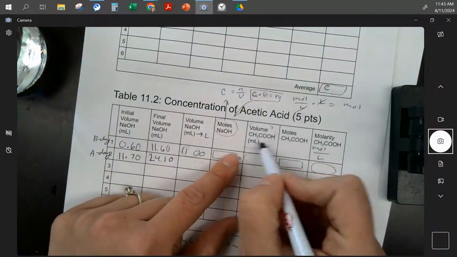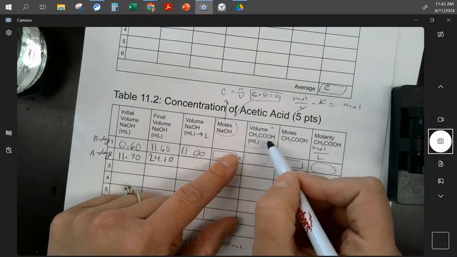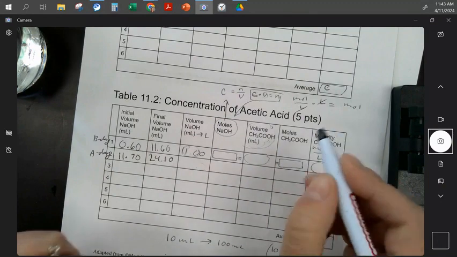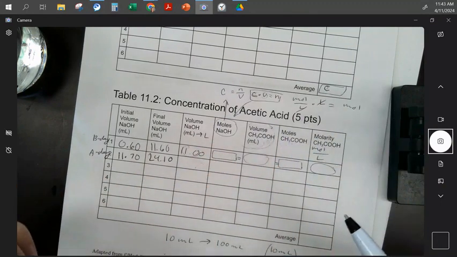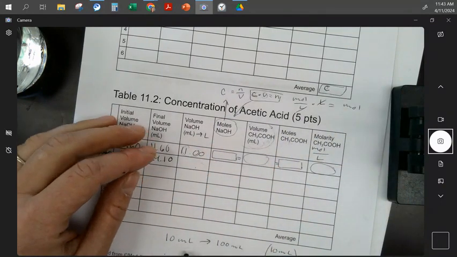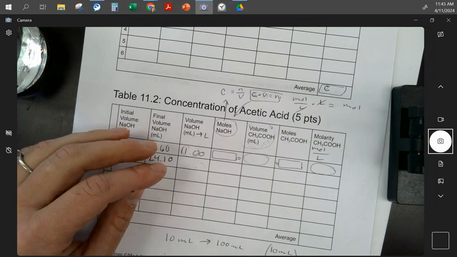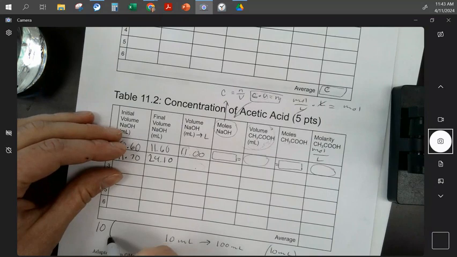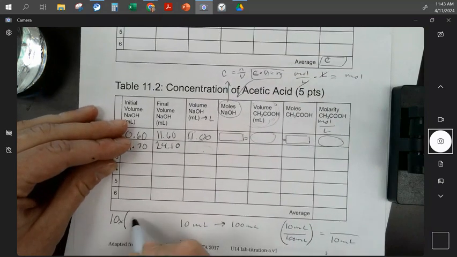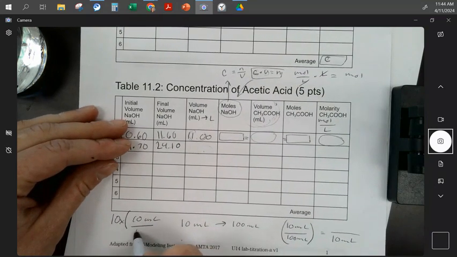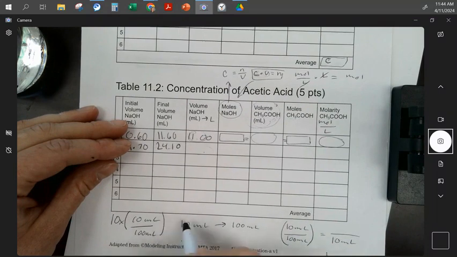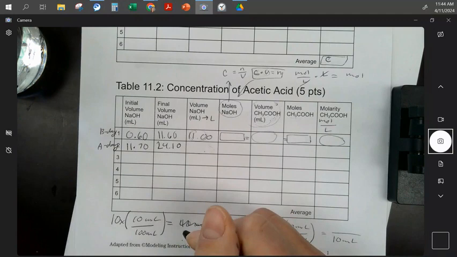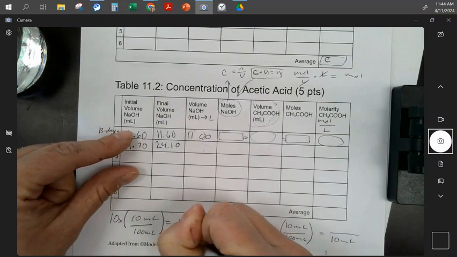All right. We also need to know the volume of C3H. So this is vinegar. How much acetic acid? How much vinegar did we use? Okay. So we took 10 milliliters and we diluted it into 100 milliliters. And then we used 10 milliliters. So we used 10 milliliters of 10 milliliters in 100 milliliters. So how many milliliters did we use? Mine, I use 1 milliliter of vinegar.